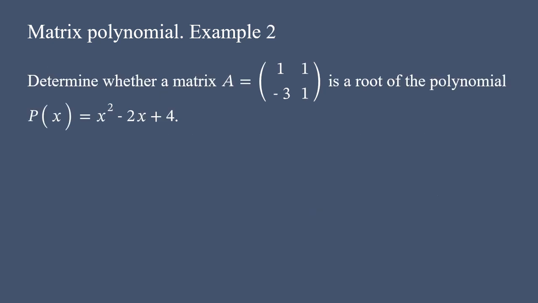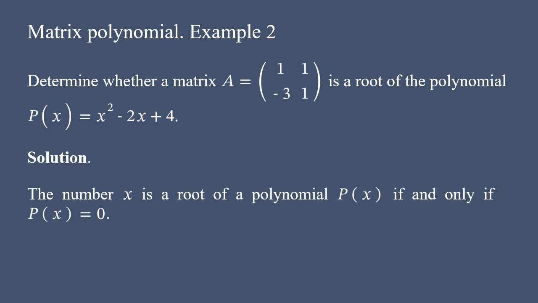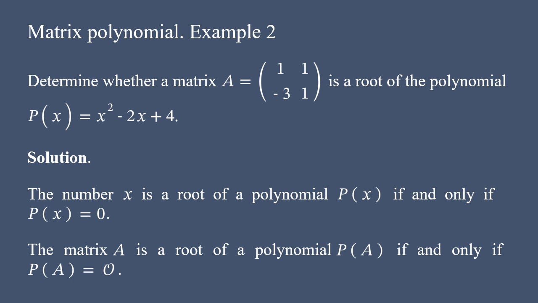Let's consider another example. The problem is, to determine, whether a given matrix A is a root of the given polynomial. Recall that, some number x is a root of a polynomial, if and only if, the polynomial equation is equal to 0. For a matrix polynomial, this applies directly. But we require the polynomial equation to be equal to the null matrix.